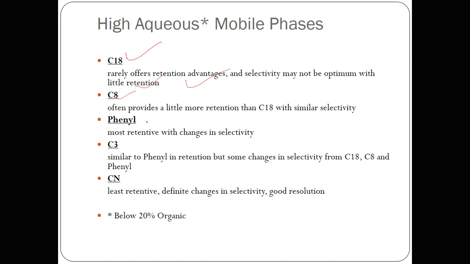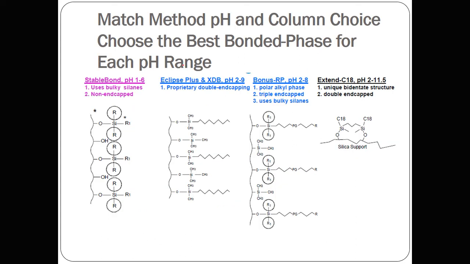If we are using the C8, it often provides a little more retention time than C18 with similar selectivity. If we are taking the phenyl, it is the most retentive, with changes in selectivity. The C3 is similar to phenyl in retention, but with some changes in selectivity from C18, C8 and phenyl. If we are taking the cyano, it is the least retentive, with definite changes in selectivity and good resolution. That is good.